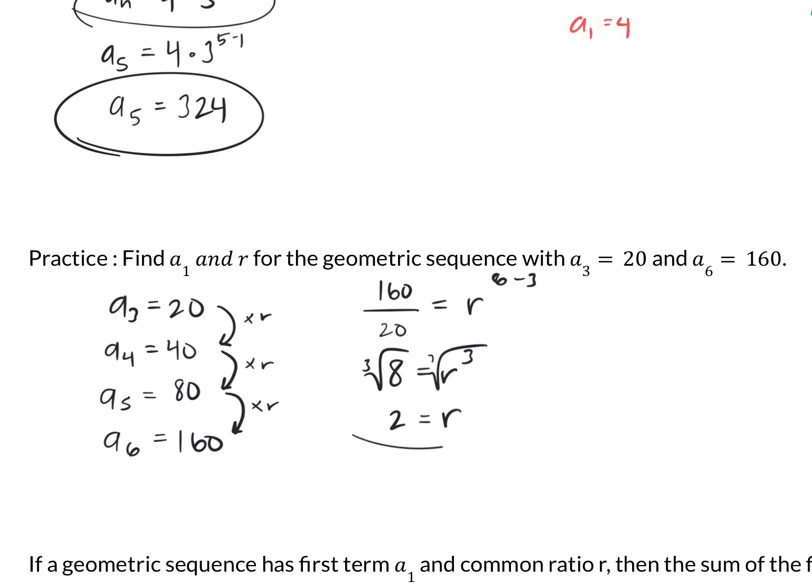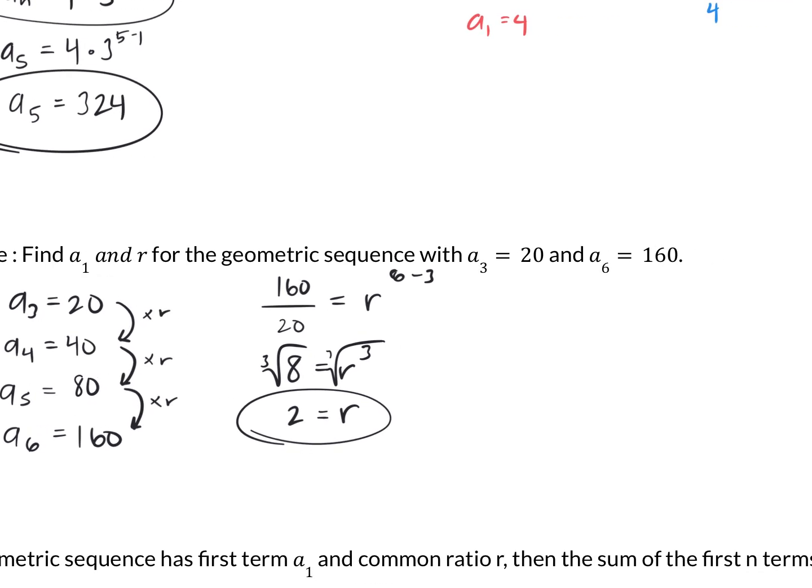So your ratio here is 2, and now I can go ahead and use that to find out what A sub 1 is. I can pick either A sub 3 or A sub 6, it doesn't matter. But if I plug it back into that formula that we were given up above, I can find A sub 1. So I'm going to choose A sub 3 being 20. So I've got 20 is equal to A sub 1 times r, which we know r is 2, to the n minus 1 power. So that's 3 minus 1.